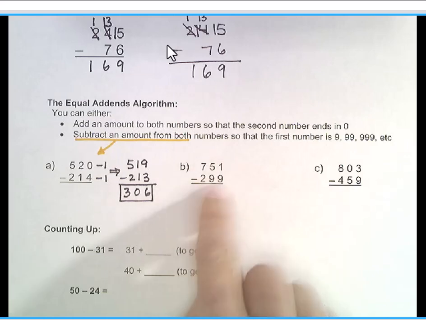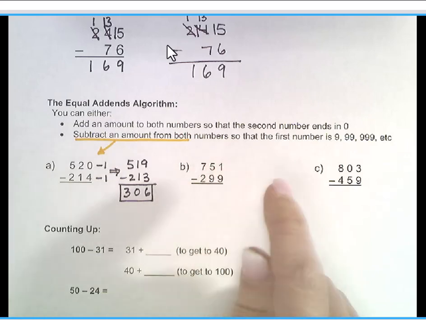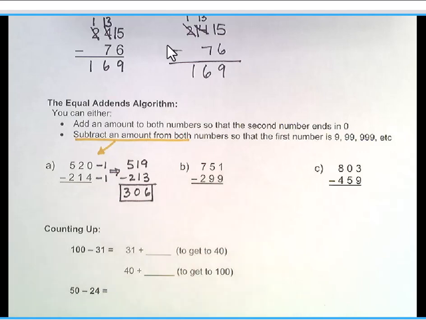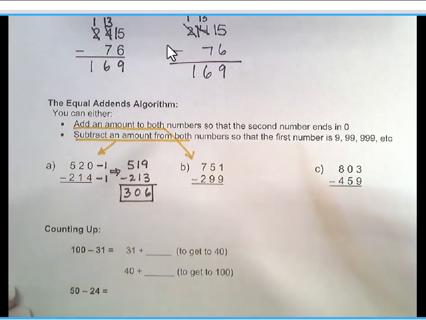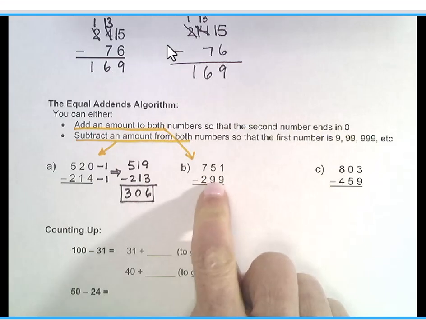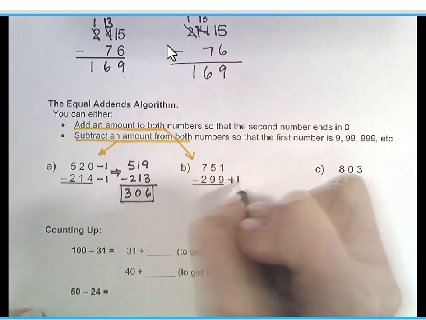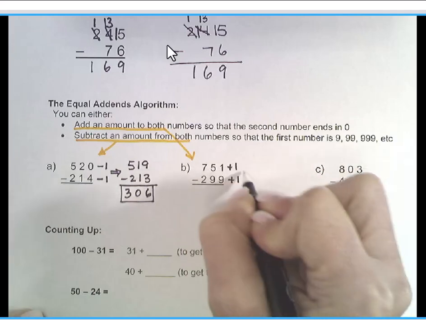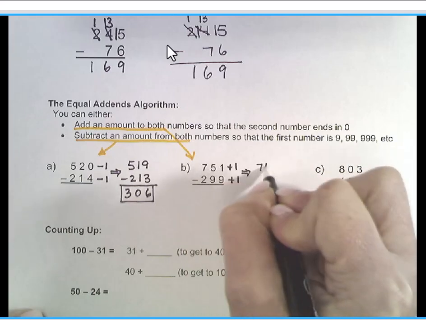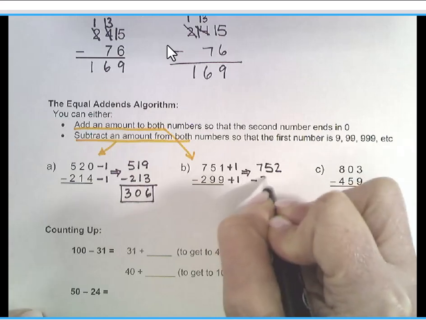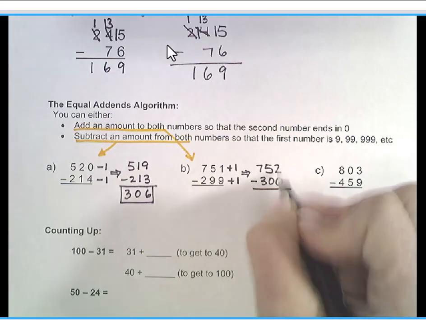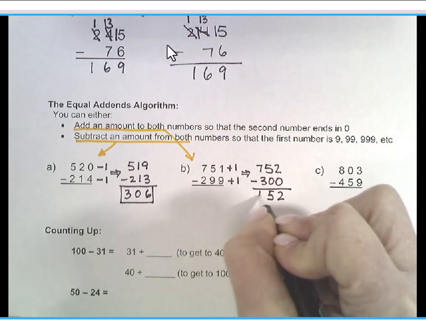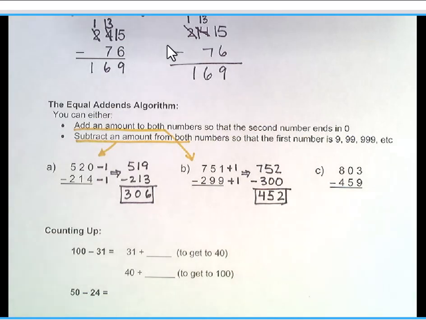You look at example B, we'd have to do a whole lot of borrowing and regrouping because of all the 9s on the bottom. So why don't we try to get the second number to end in 0? So I'm going to try this adding an amount to both numbers on this part B. So I want this to end in zeros. So it's 299. Well, why don't I just add 1? If I add 1 to the bottom, I add 1 to the top. And so that makes it 752 minus 300. And because of the zeros on the bottom, we don't have to borrow. 2, 5, 4. The answer is 452.